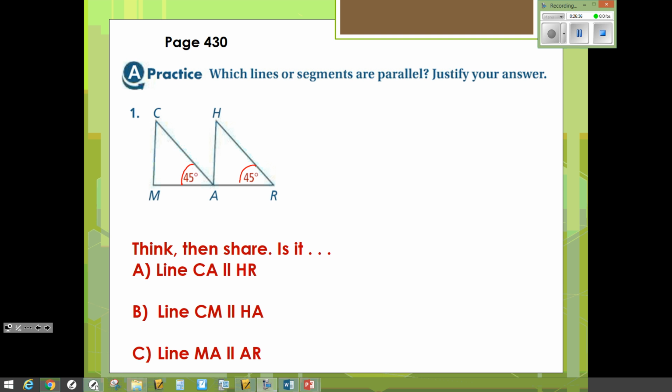Okay, class, this is for everybody, so please respond. If these two angles are congruent, which choice is correct, A, B, or C? A, so we're saying that CA is parallel to HR. Do we agree? Yeah, okay, I agree. Okay, good. So let's look.